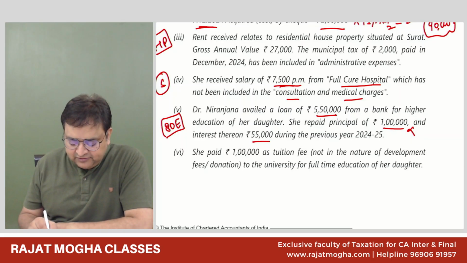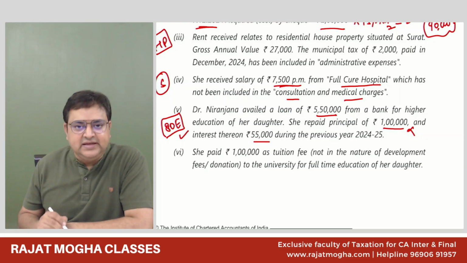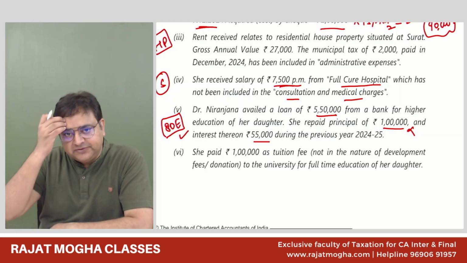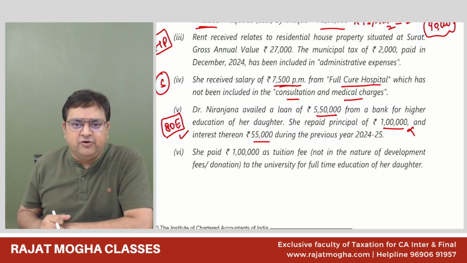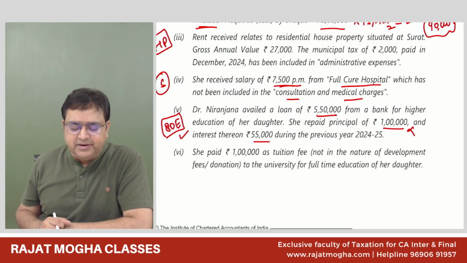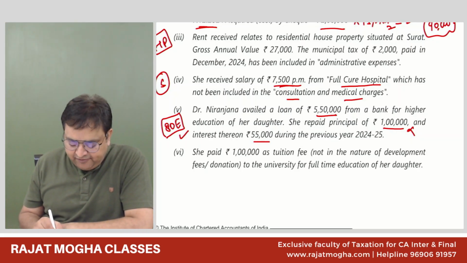But this 55,000 is the interest that you will be taking in 80E, provided when you are following optional regime, not in default regime. You understand, in default regime, this deduction is not available. She repaid 1 lakh rupees as a tuition fees, not in the nature of development fees donation to the university for full-time education of her daughter. So she has paid a tuition fees.